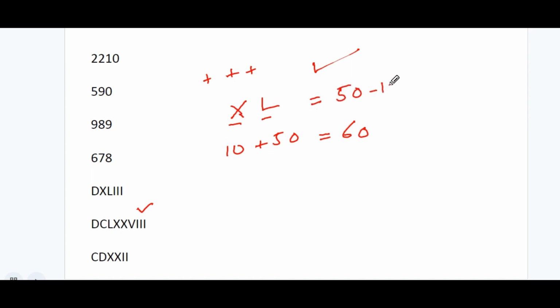This question was very easy to solve. You were just going to add all the numbers and you got your answer. But remember one thing, when you have a number like XL, what do we mean by this? XL is not 10 plus 50, okay? It will not give you 60. XL is actually 50 minus 10, as we have done in Roman numerals, which equals 40.